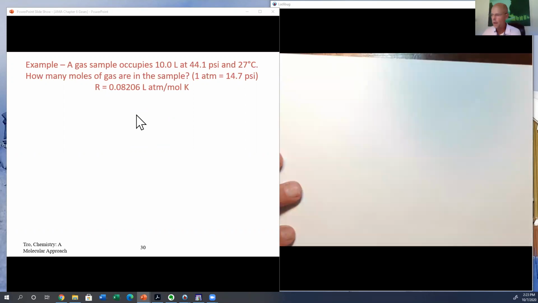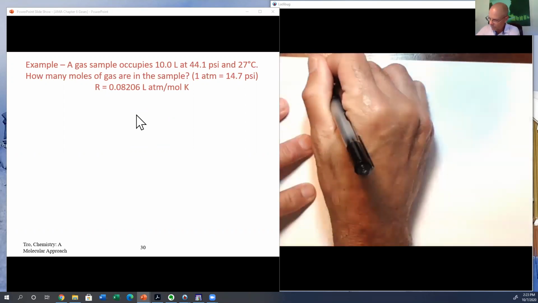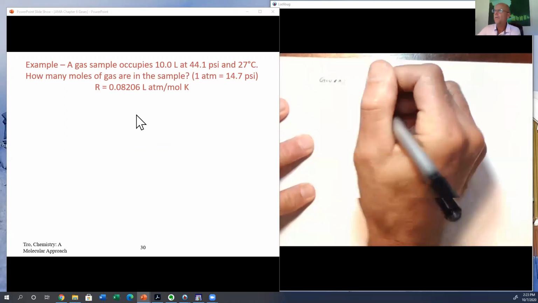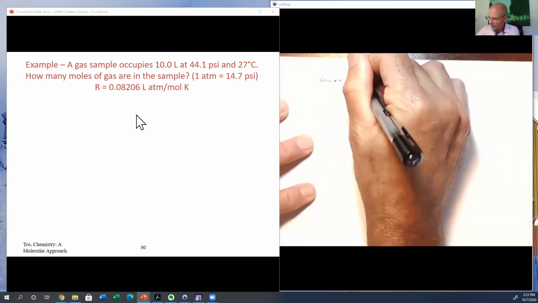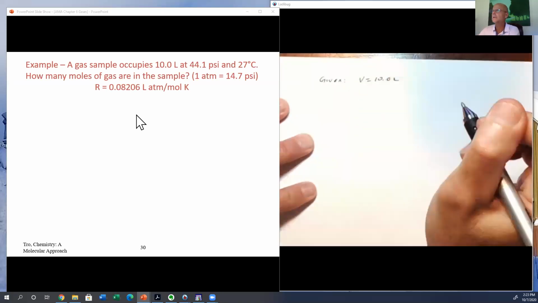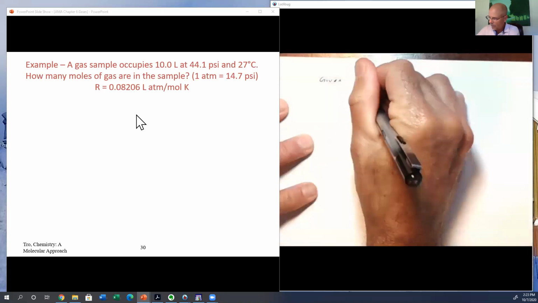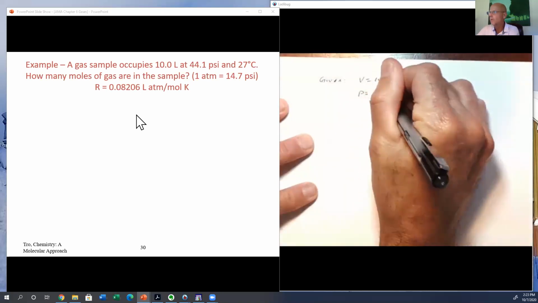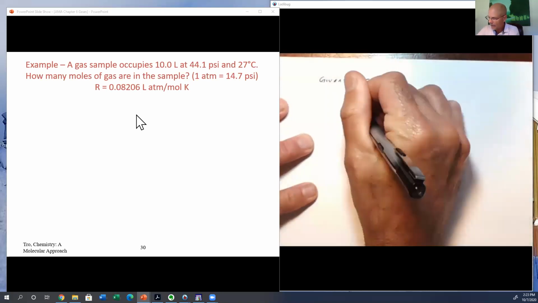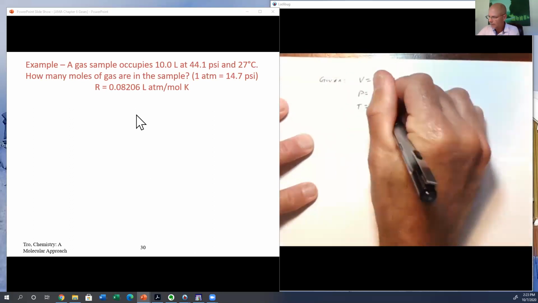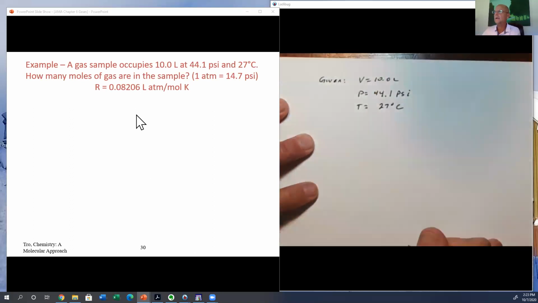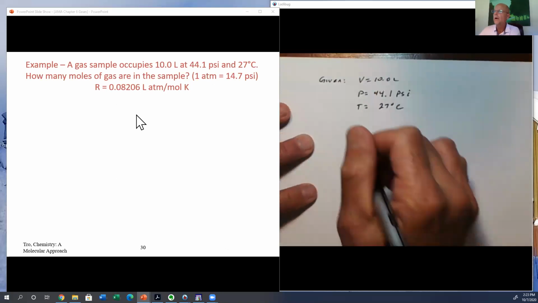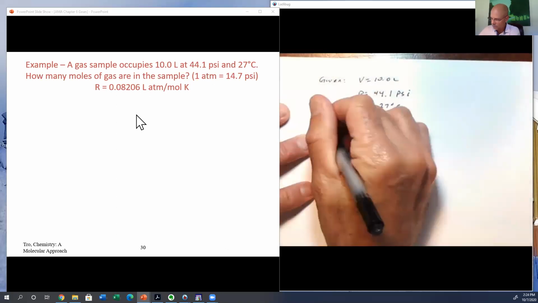So here's our problem. We're given that we have a volume of 10.0 liters, a pressure of 44.1 psi, a temperature of 27 degrees Celsius, right? And we're asked to find what?